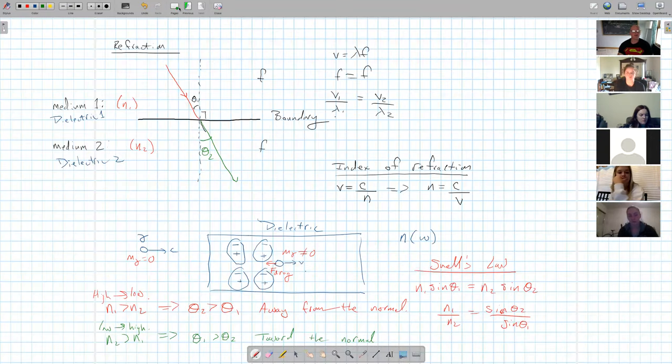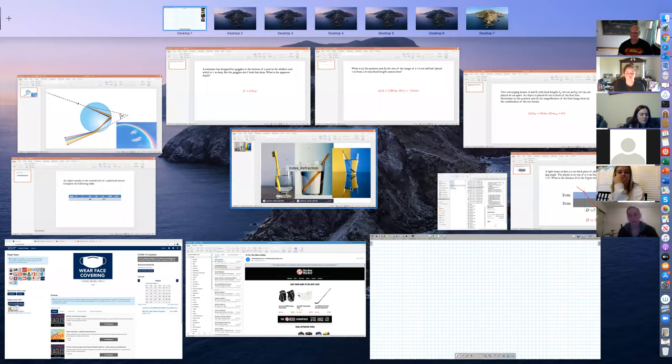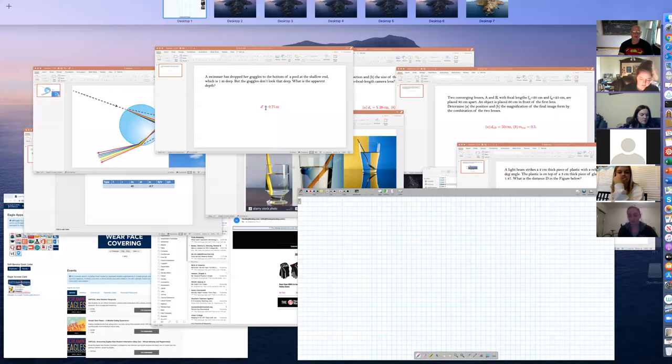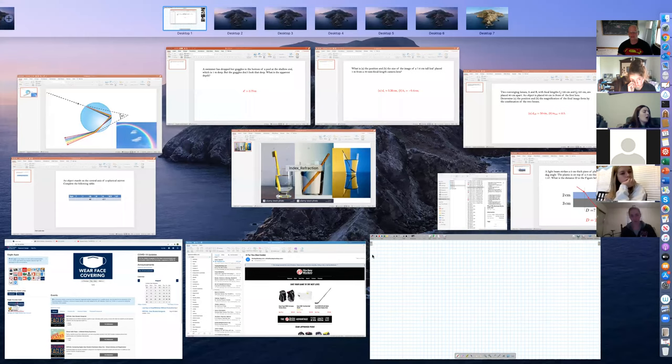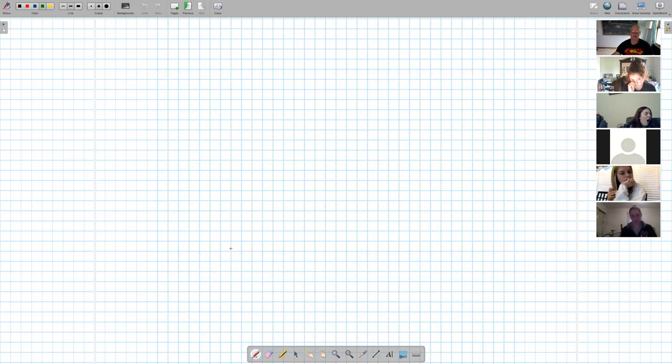So good. Let's use this and do an example. This example says that we have a swimmer who has dropped their goggles at the bottom of a pool at the shallow end, which is 1 meter deep. But the goggles don't look to be 1 meter deep. They look to be something else. So we want to know how deep do the goggles actually look? What is the apparent depth of these goggles?